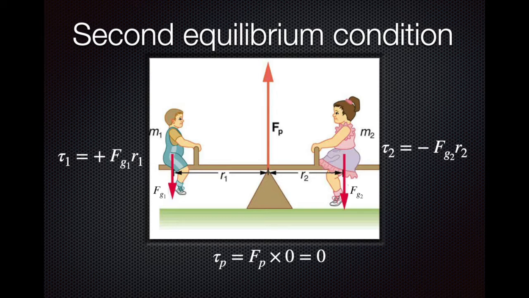So we can see that if it was just that child on the teeter-totter, it would start to rotate in the counterclockwise direction, so that torque is going to be positive. And the torque caused by the child in the pink dress is going to be negative. So we need that total torque to be 0 to meet the second equilibrium condition. Because one's positive and one's negative, we know that in principle that's possible, but they have different masses, and so there are going to be different forces.